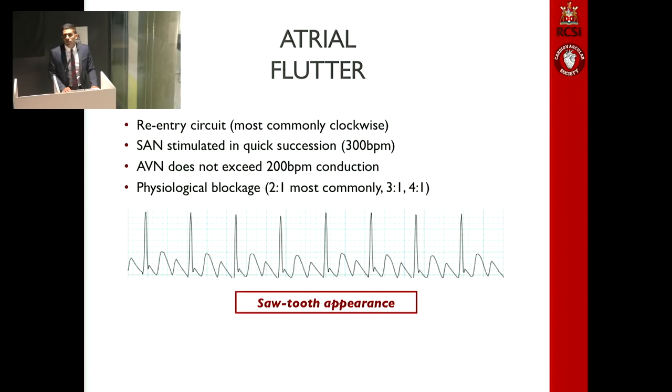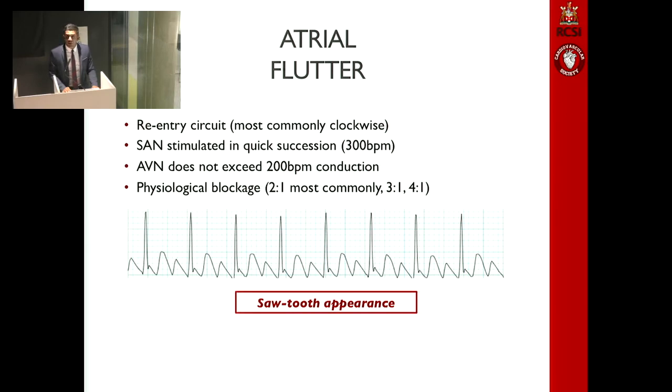Atrial flutter has a similar risk factor profile to atrial fibrillation, but a slightly different pathophysiology, the cause here being a re-entry circuit between the sinoatrial node and the atrioventricular node. In this case, the sinoatrial node fires at approximately 300 beats per minute, but the AV node acts as a traffic controller, reducing conduction rates in a 2:1 ratio, 3:1 ratio, etc., causing beats of 150 beats per minute and 100 beats per minute respectively.